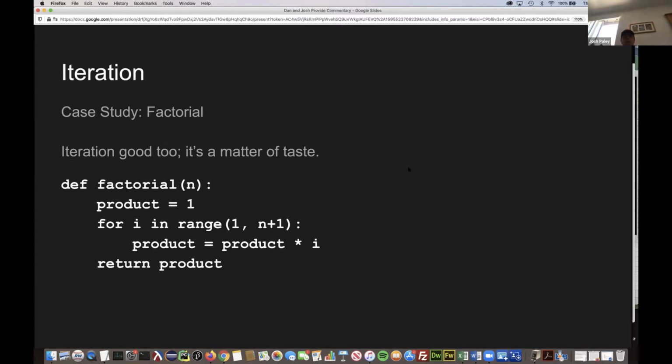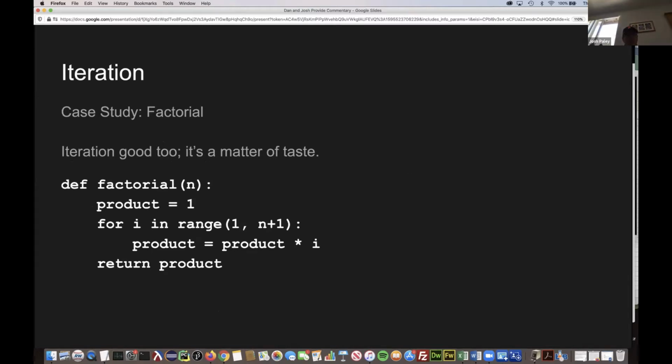Iteration is also good. Another way to set this up is to have a holder, such as the variable product here, which we initialize to the multiplicative identity. And then we grab all the numbers from 1 up to n, and we multiply that product by each of those numbers. And when we've done that, we're done. In this particular case, we have a for loop, which is a rather conventional thing, and that works great also. It just depends on how you approach the problem.